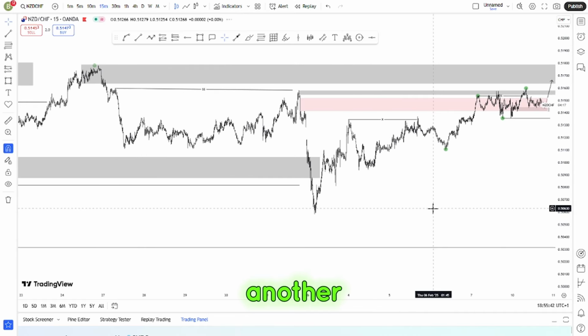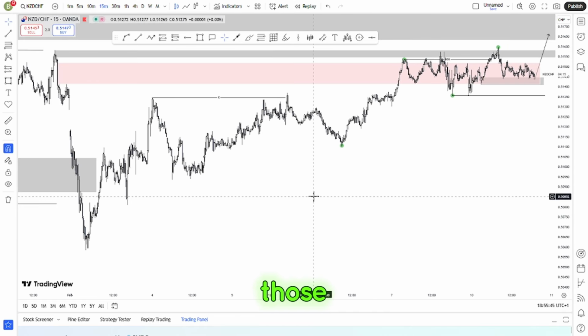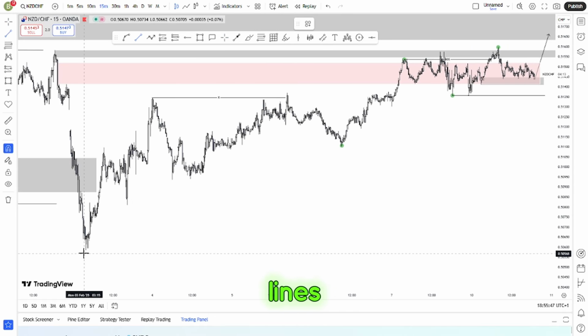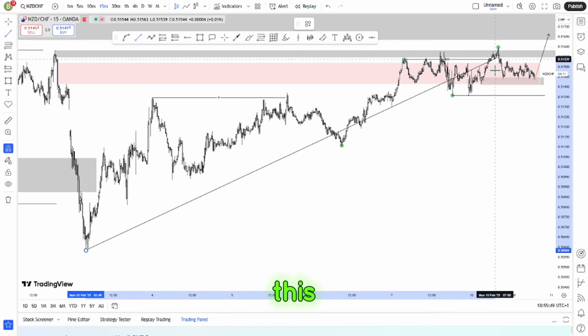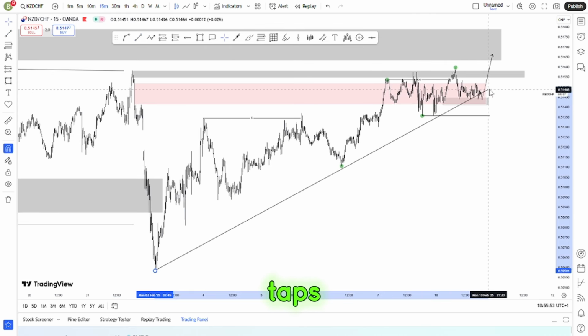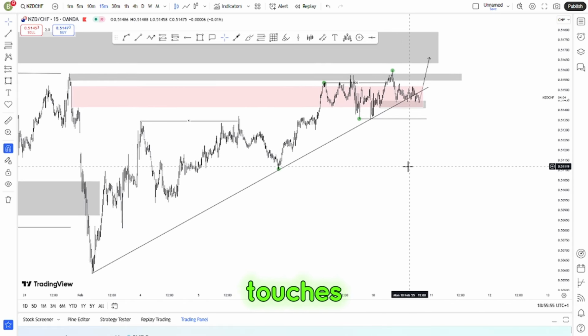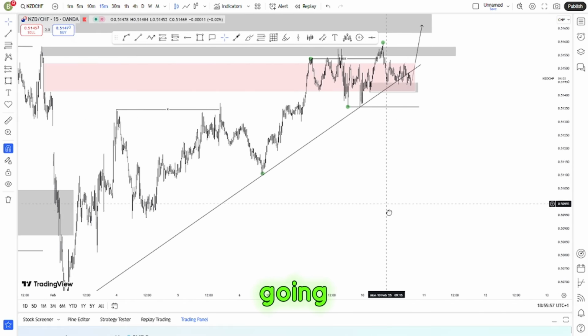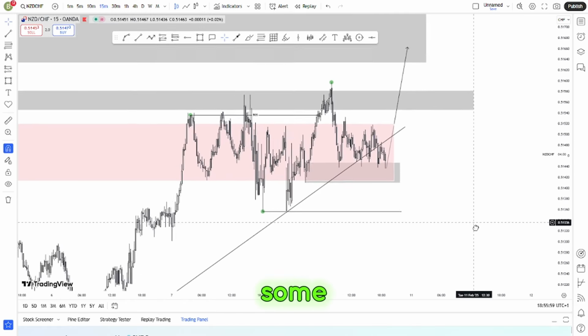Right? And another thing, this is trend line liquidity for those who trade trend lines. This is trend line liquidity within this point. This is trend line liquidity. As you can see, those are taps or touches, and it means that we are going to take out some early sellers.